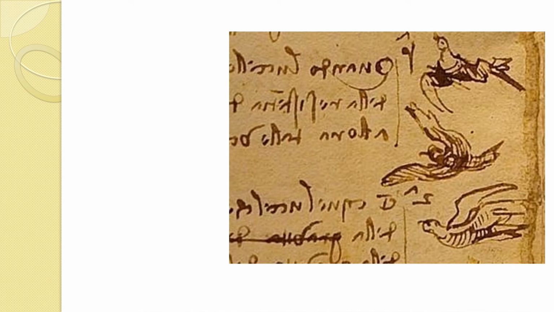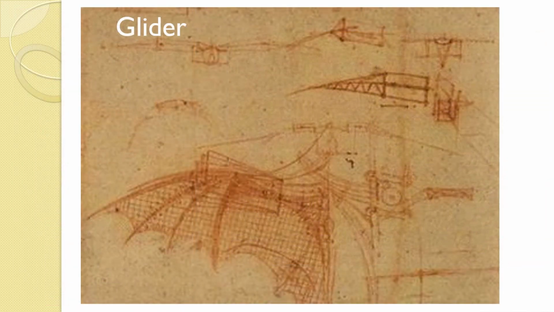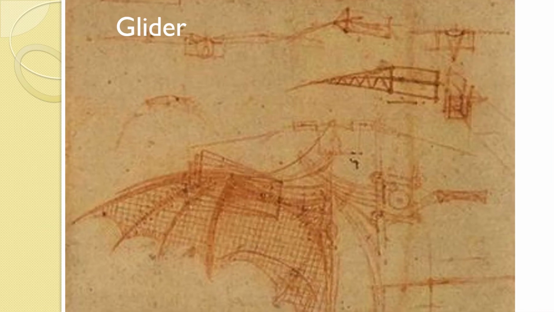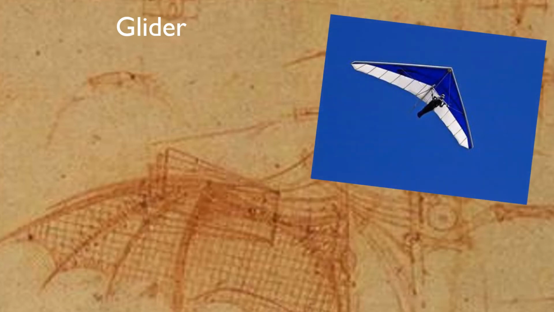Da Vinci was fascinated by the idea of flying and would spend hours drawing birds and insects, observing how they could fly. Other flying designs include a number of gliders. This design is not dissimilar to a hang glider, which is flown today.